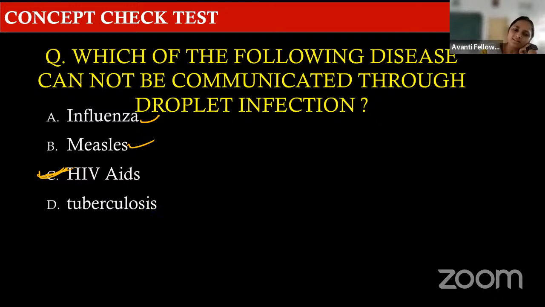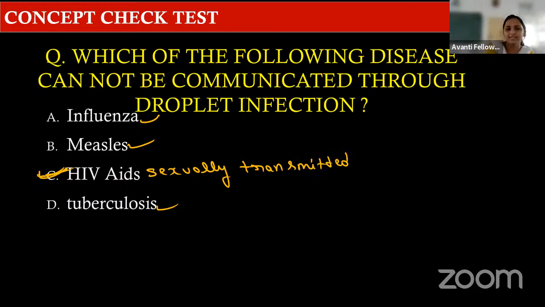Influenza, measles, and tuberculosis, all these are through direct contact. Through direct contact you are going to get the disease. HIV AIDS is a sexually transmitted disease.